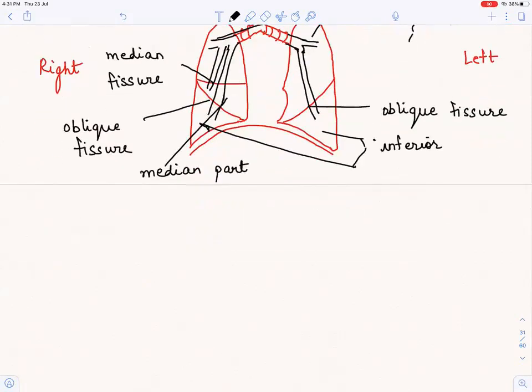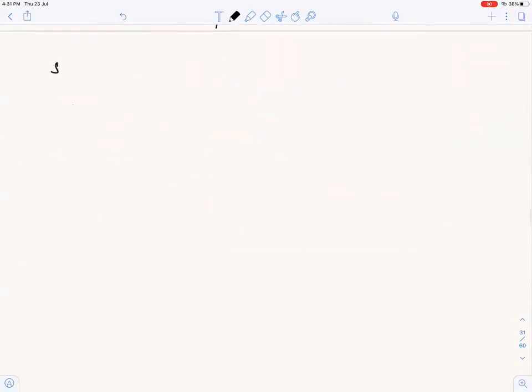Now what will happen? This secondary bronchus will further divide into tertiary bronchus.